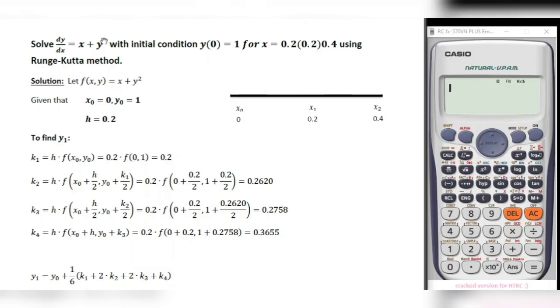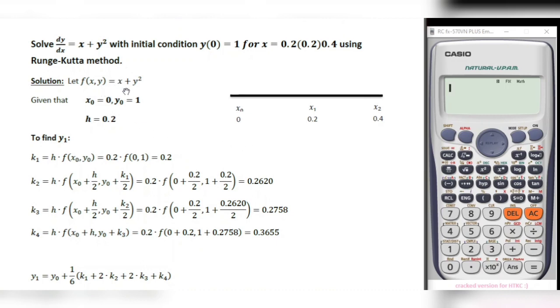Consider the problem. Solve dy by dx equal to x plus y square with the initial condition y of 0 is equal to 1 for x equal to 0.2 and x equal to 0.4 in the steps of 0.2 using Runge-Kutta method.